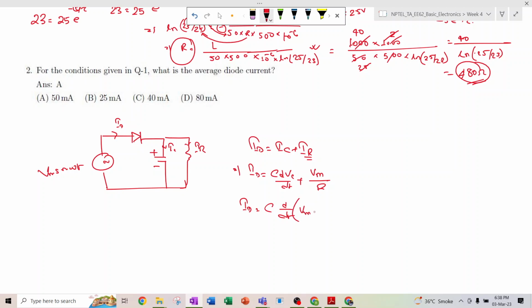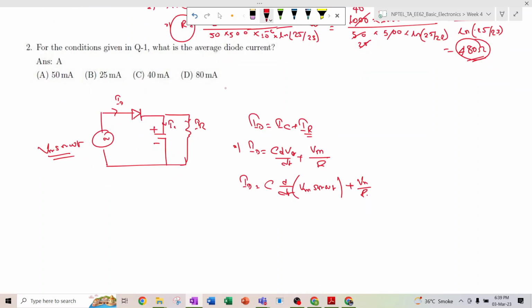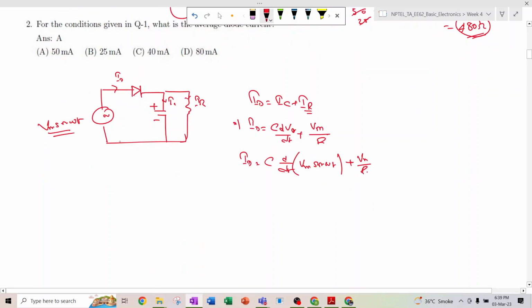This is nothing but Vm sin omega t, that is the voltage. This voltage Vm sin omega t, C dv dt, plus Vm by R. Okay. So for the condition given in question 1, this is the average current. Okay, so we have to find out this ID average.